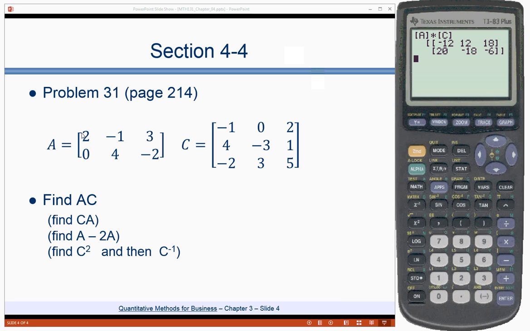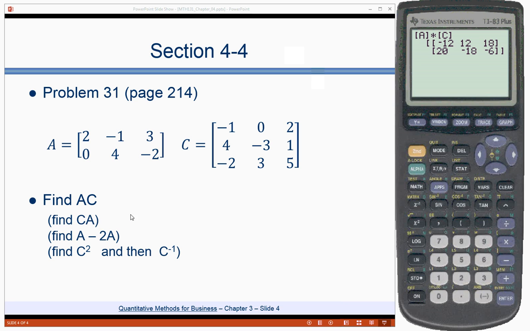And let's do row 1, column 2. 2 times 0, so that's 0. -1 times -3 is 3. And 3 times 3 is 9. So 3 and 9 is 12. And so row 1, column 2 of the output is 12. And that's what the calculator did.